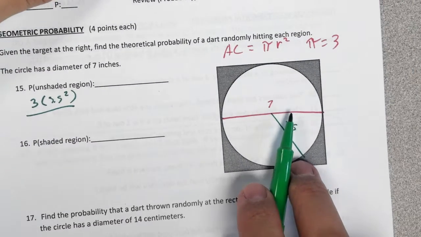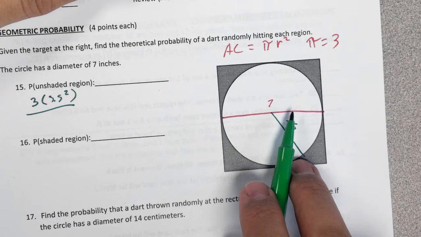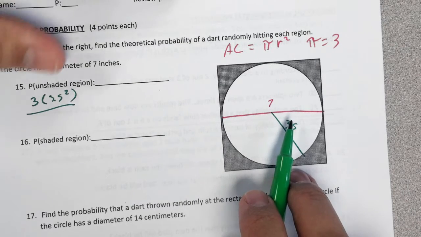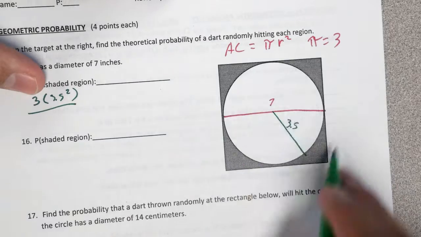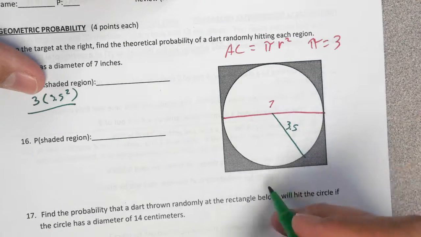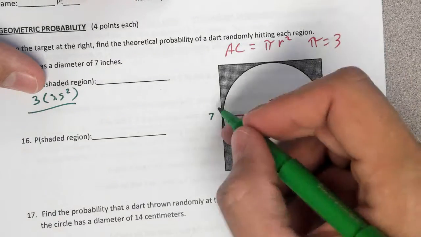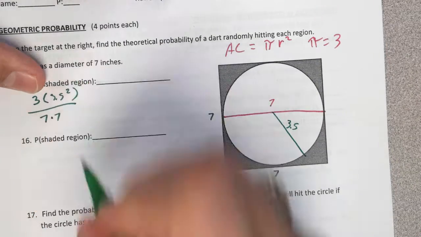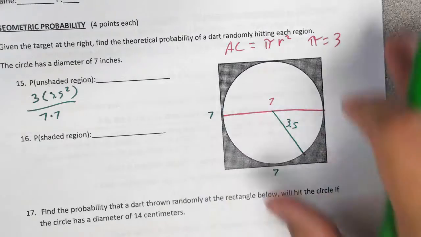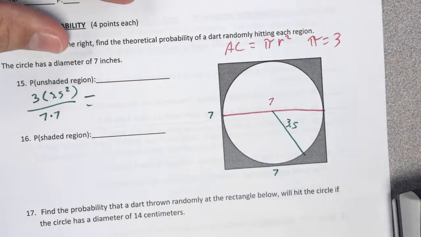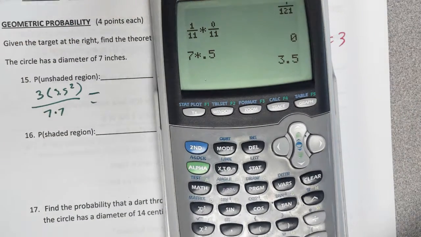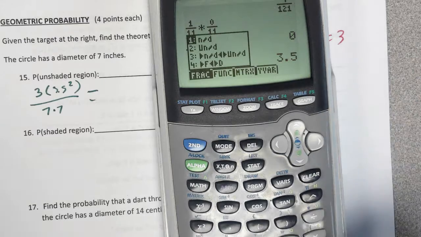Then I need my total area. My total area is a square. Square is side times side. This is 7 and that is 7. I multiply those, 7 times 7. That's the area of the whole total figure. I'm going to let the calculator do all the work for me. Y equals 3.